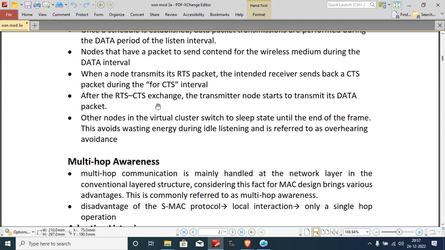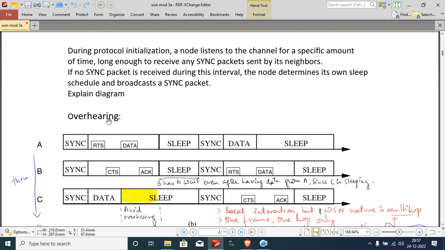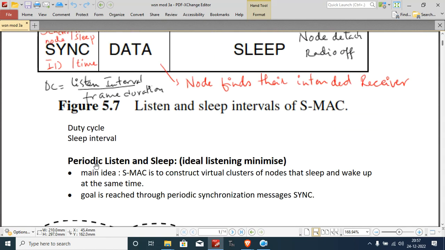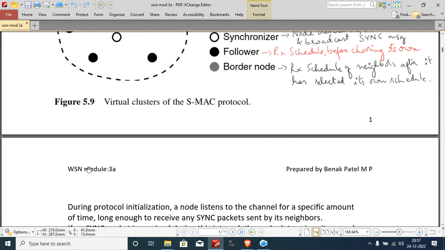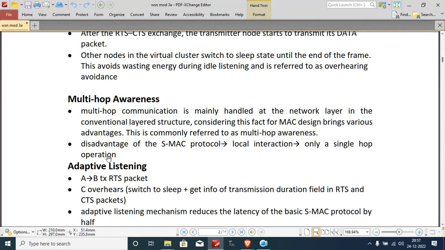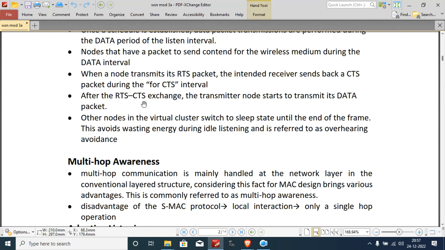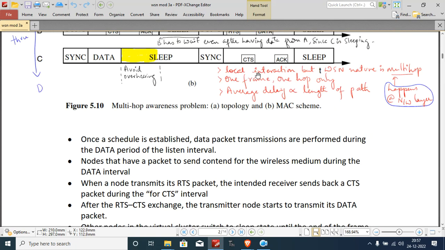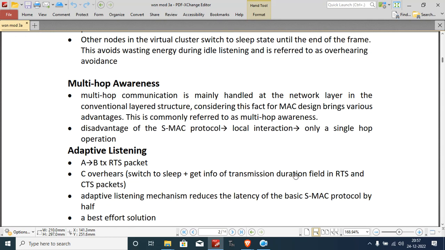Then we have this multi-hop awareness, and before that we had overhearing and periodic listen and sleep. So SMAC has a lot of features in it. The very first one is periodic listen and sleep. Next, using SMAC, overhearing can be reduced, and then we have multi-hop awareness, where SMAC can be thought of as local interaction, but WSN nature itself is multi-hop, and this multi-hop thing is taken care of at the network layer. But this MAC layer should have an awareness about this multi-hop.